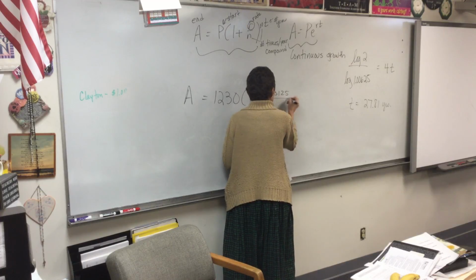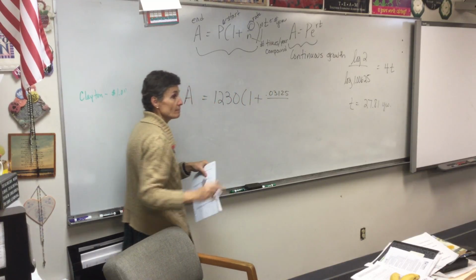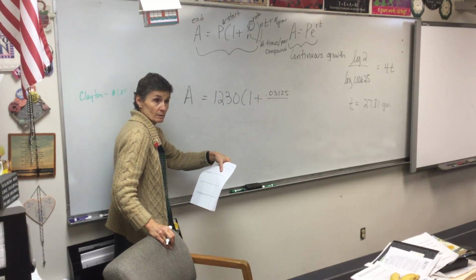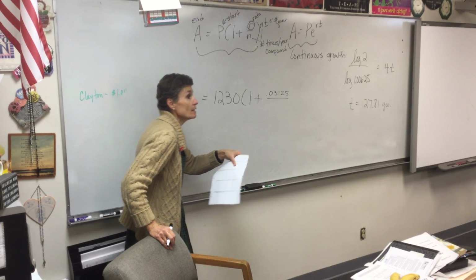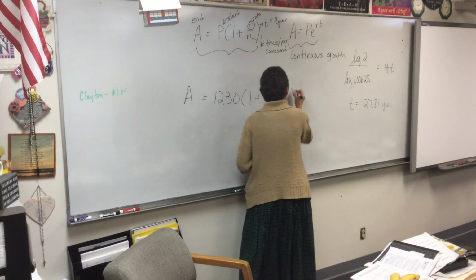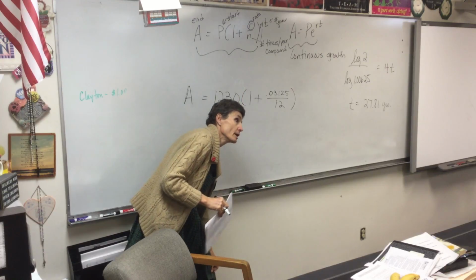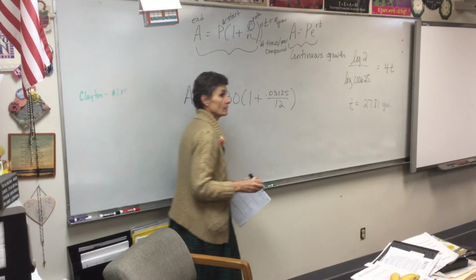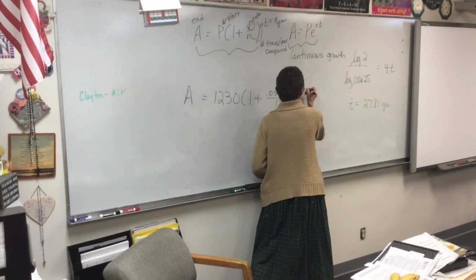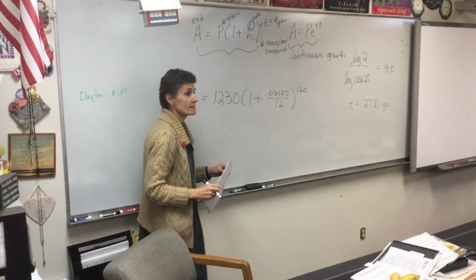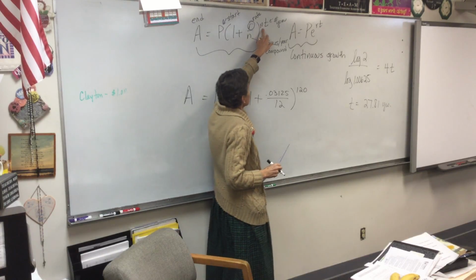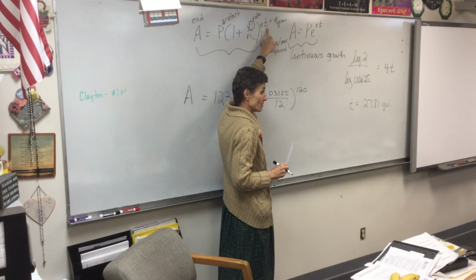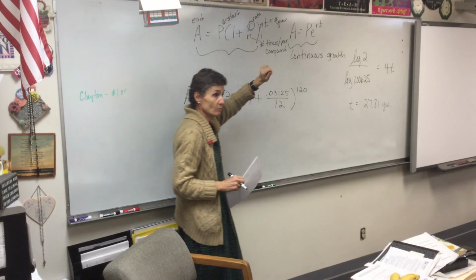0.03125. Is that right? Yeah. Divided by 12. Why 12? Compounded monthly. And what's my exponent? 120. Why is it 120? Because n is 12, monthly, and we're doing it for 10 years. Does that make sense to you?